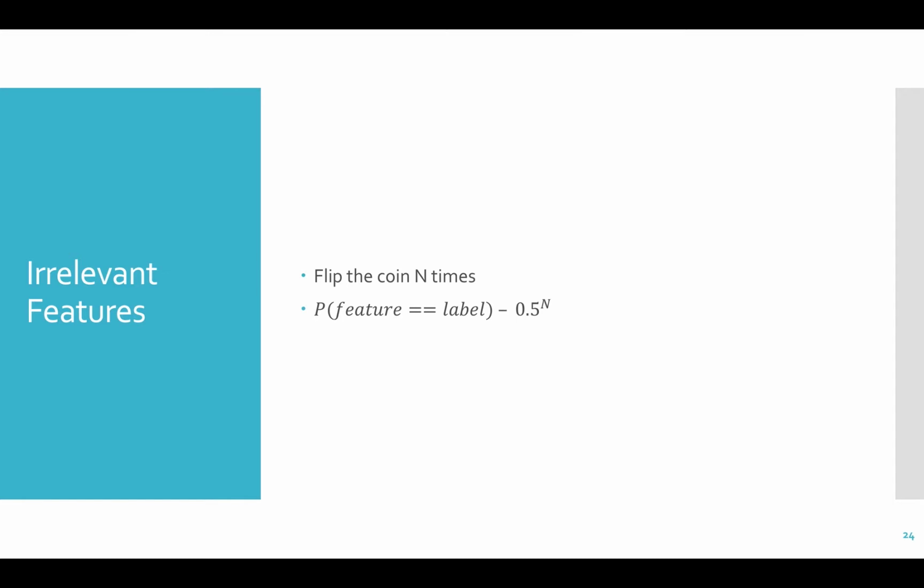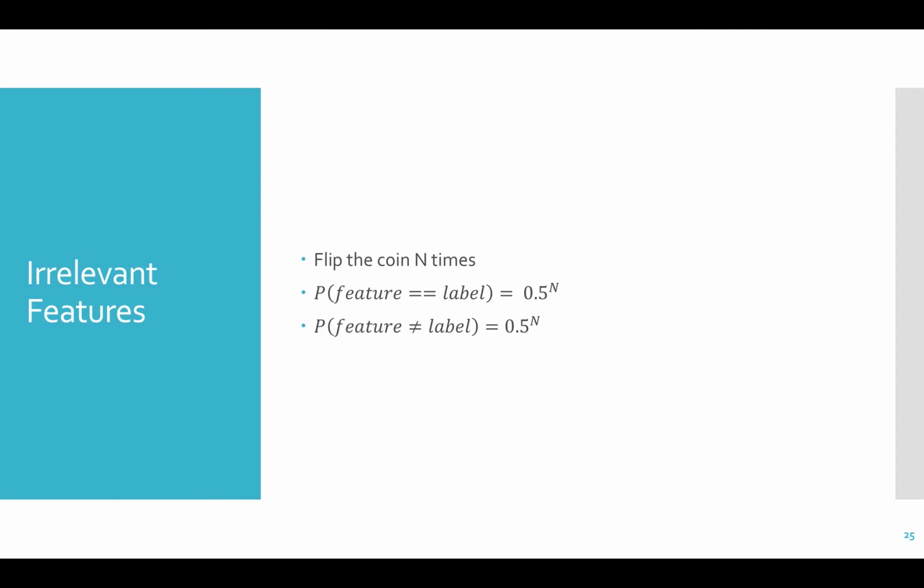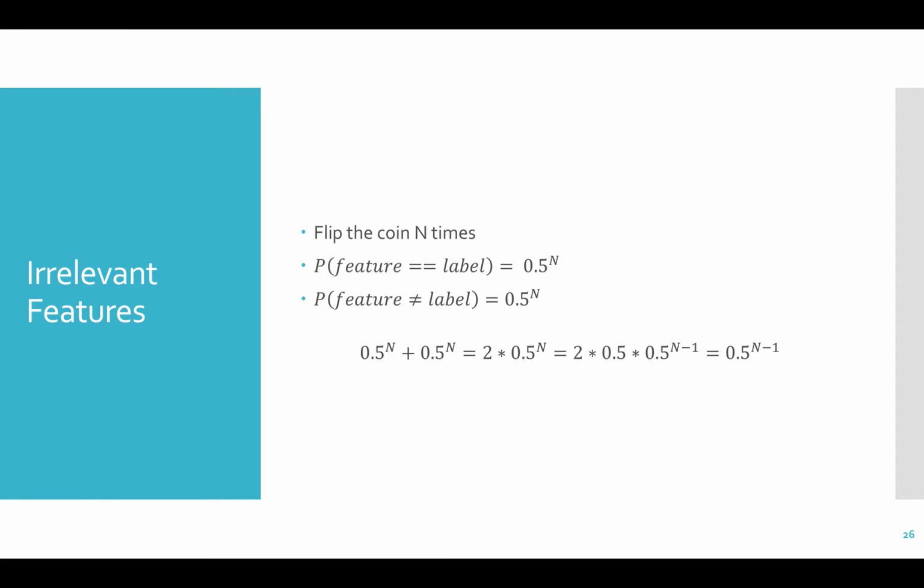If we flip the coin n times, the probability that the feature is equal to the label is 0.5 to the n. The probability that the feature is not equal to the label is 0.5 to the n. That is, the probability that the feature is exactly correlated with the label, either directly or inversely, is 0.5 to the n plus 0.5 to the n, which reduces to 0.5 to the n minus 1. This probability becomes very small as we increase n.